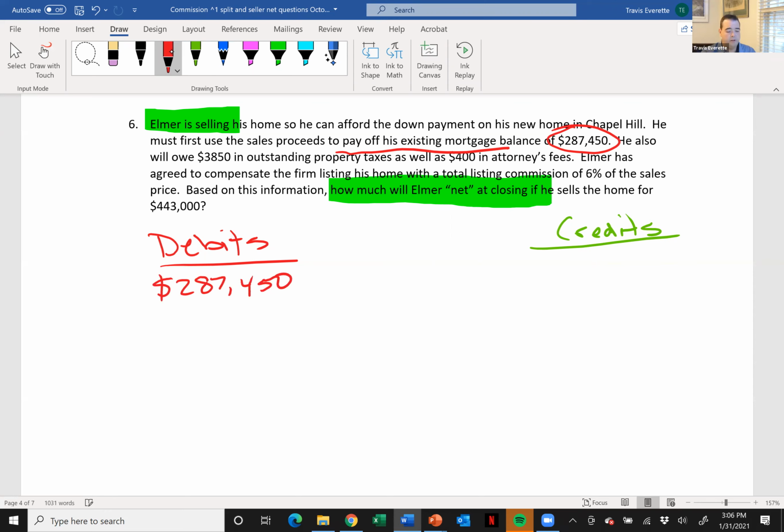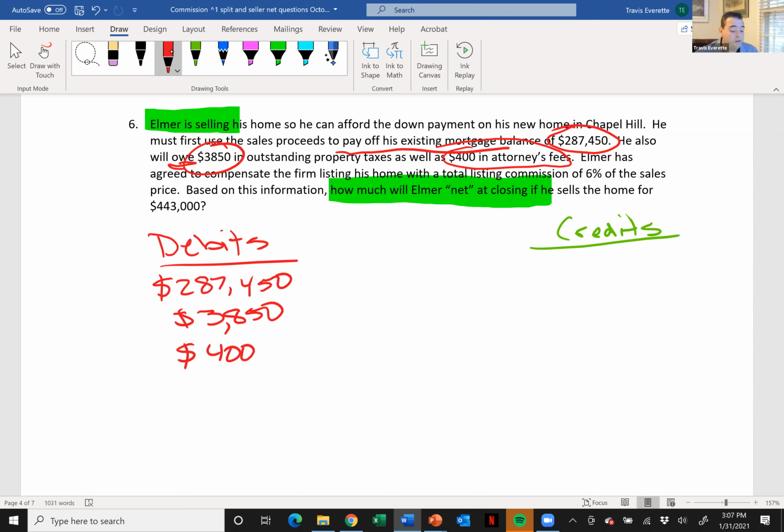So that's $287,450 as a debit. It says he also will owe $3,850 in outstanding property taxes. That sounds like a debit to me as well. $3,850 in property taxes, as well as $400 in attorney's fees. So he still owes $400 in attorney's fees. That's a debit. He's not going to get credit for attorney's fees. He's going to have to pay the attorney's fees.